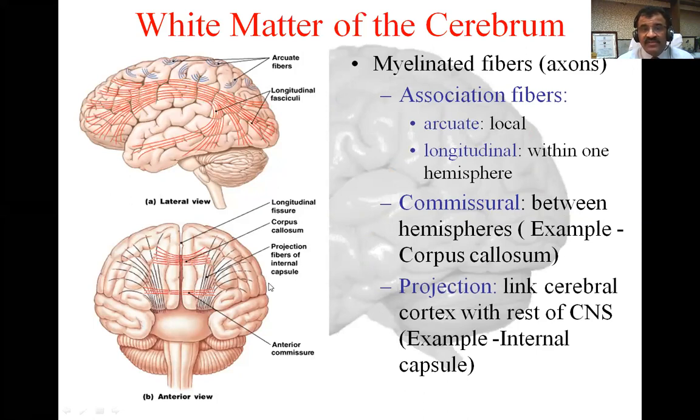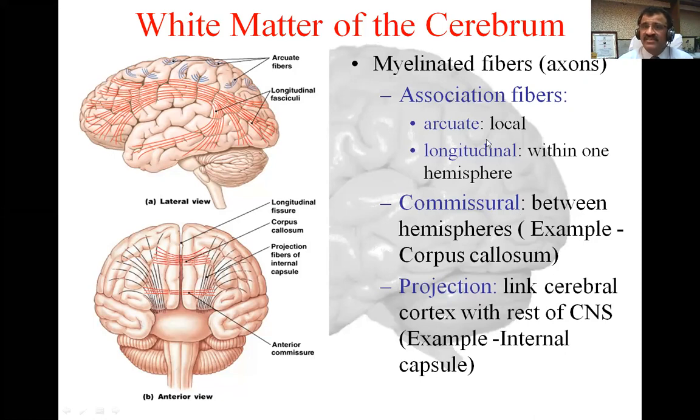Fiber projection of internal capsule here, anterior commissure here. That means the myelinated fibers are making white matter of the cerebrum. Myelinated fibers means axons of the neurons. And these myelinated fibers are in the form of association fibers or commissural fibers or projection fibers.